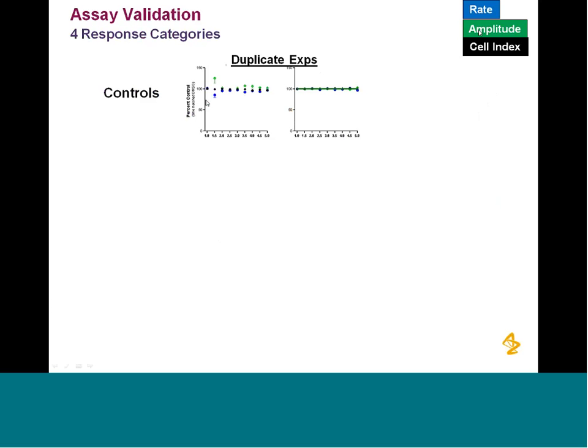And what I'll be showing you is a new format. Now I've switched to percent control time matched, and you'll see rate is blue. I'll explain why amplitude earned the green color, and then I plot cell index. And because it's percent of control, I can now plot all of those on a single trace.